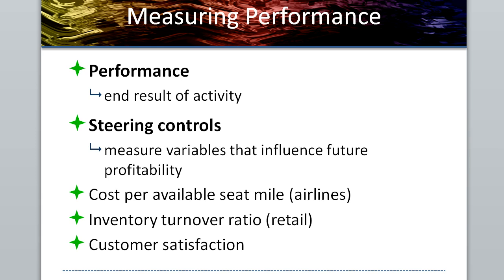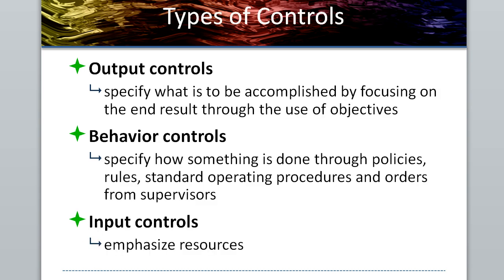So, for the airline industry, you'd look at cost per available seat mile. Retail, you might look at inventory turnover ratio. And for many industries, you would look at customer satisfaction. Now, there are three types of controls: output, behavior, and input.